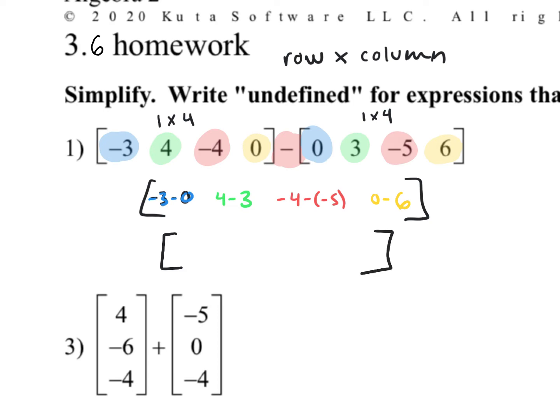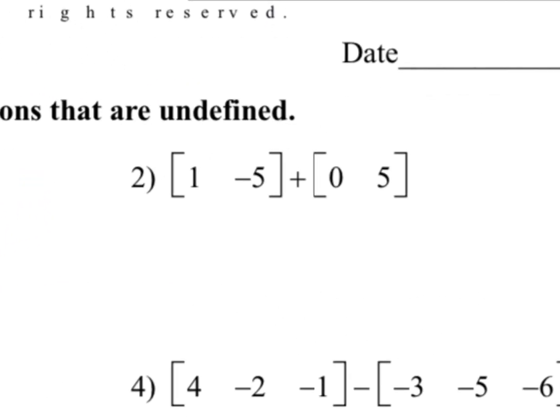So what's -3 minus 0? -3. What's 4 minus 3? 1. What's -4 minus -5? What happens when you have minus a negative? It turns into a plus. So this is -4 plus 5, which is 1. Awesome. And then 0 minus 6? -6. So then this is our answer. All right, let's take a look at number 2.